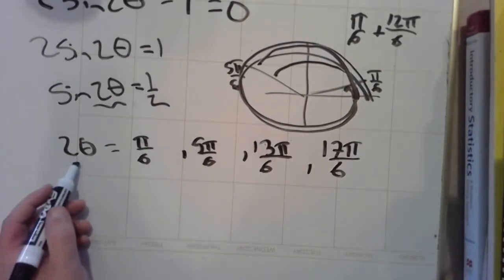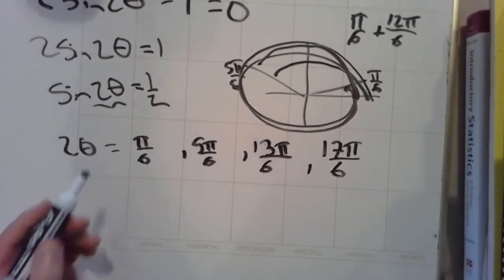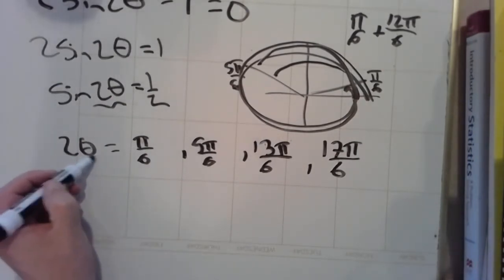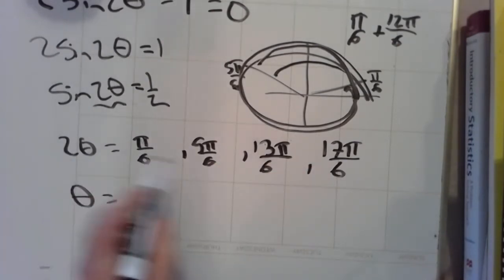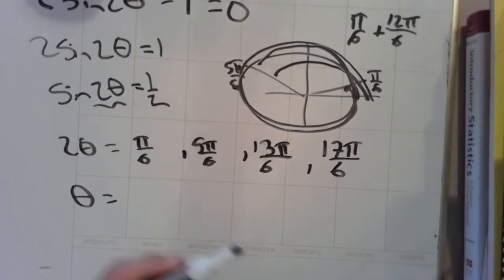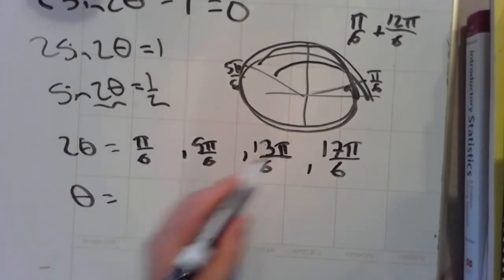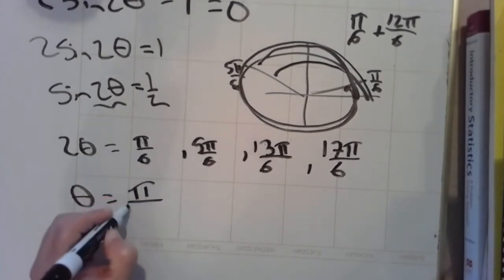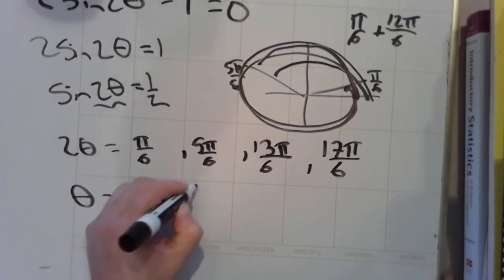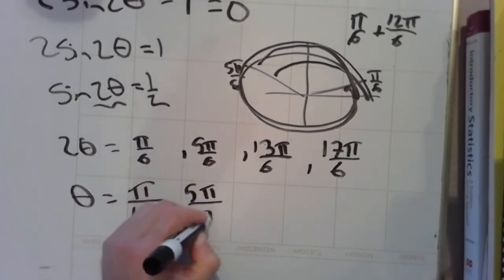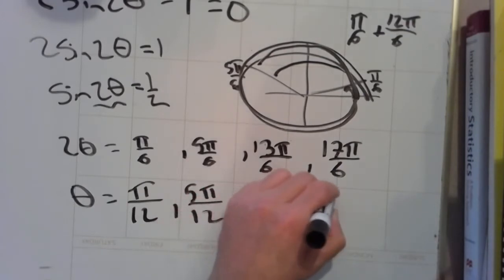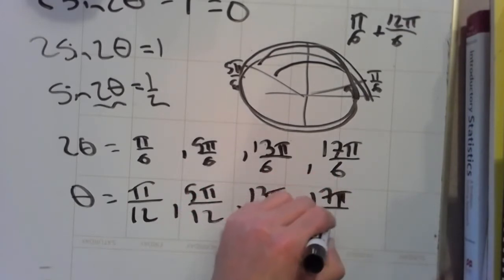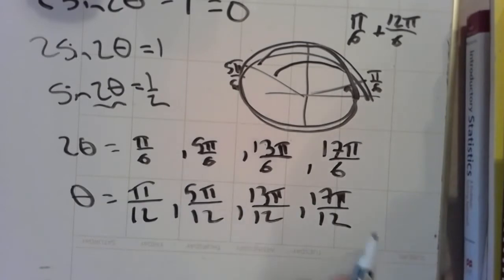Then nobody asked me for 2 theta, I want theta, so divide everybody by 2. How do you divide a fraction by 2? By multiplying by 1/2. Double the denominator. These will be pi over 12, 5 pi over 12, 13 pi over 12, and 17 pi over 12. Those are all the solutions that are between 0 and 2 pi.